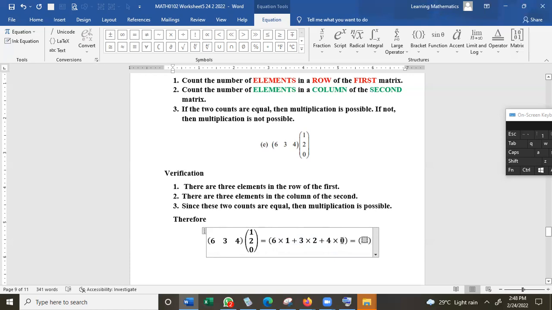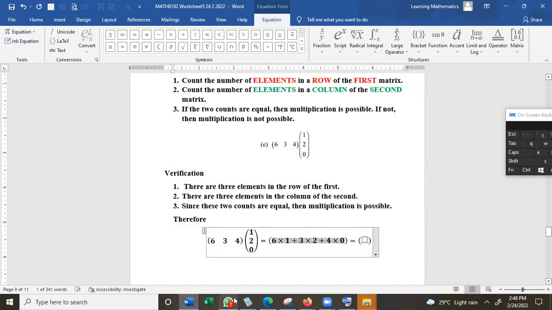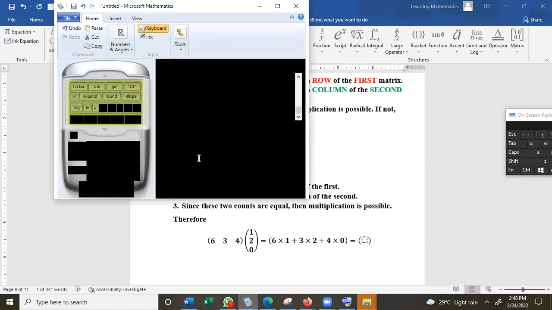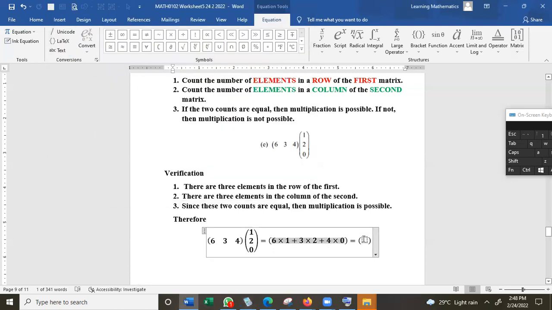So let us just take this product sum, and then we get 12. And if you notice now, in the matrices, we have a 1 by 3, 1 row, 3 columns, and then we have a 3 by 1, 3 rows, 1 column. And we get a 1 by 1.